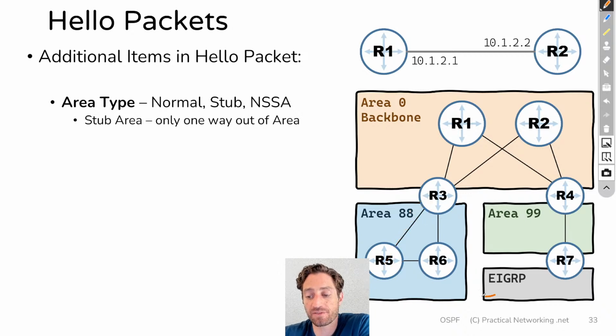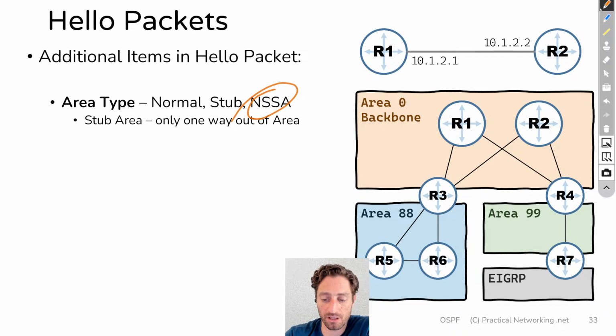The idea there is if there are thousands and thousands of routes in this EIGRP topology, there really isn't a sense of having all of those routes propagated in area 99, area 0, and area 88, because either way, area 88 only has one way out of that network. So what you can do is tell area 88 that it is a stub area, and that's going to limit the propagation of these foreign routes and replace them with just a default route pointing to router 3. So it's an optimization that you can use.